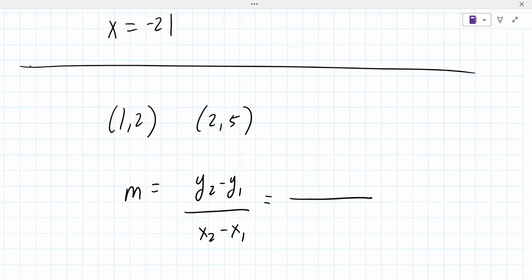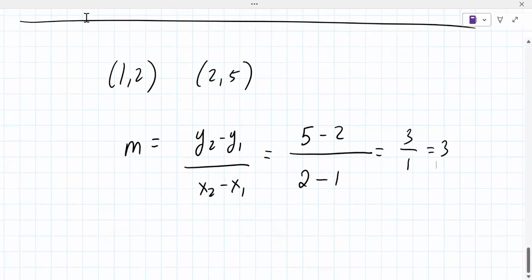Okay, now, see that right there. 5 minus 2 and 2 minus 1. 5 minus 2 is 3, 2 minus 1 is 1, and then 3 divided by 1 is 3. Very good. Now we're going to write the equation of a line.